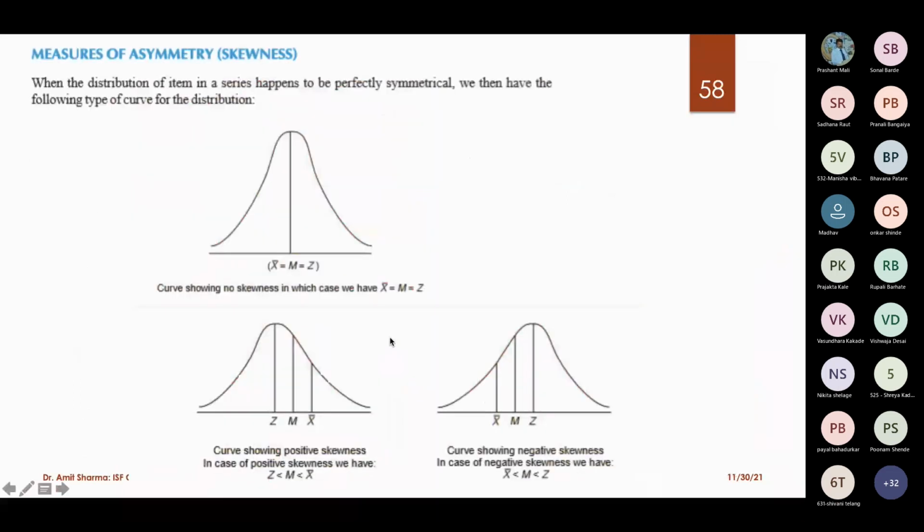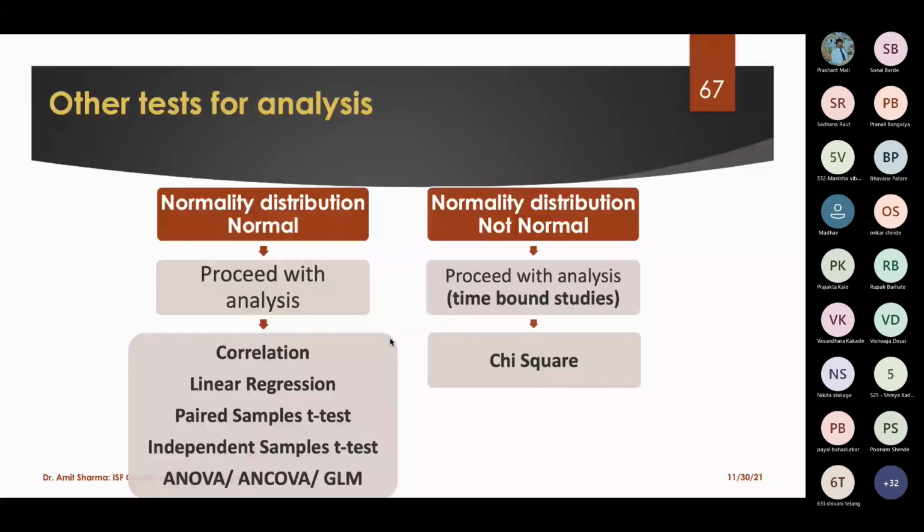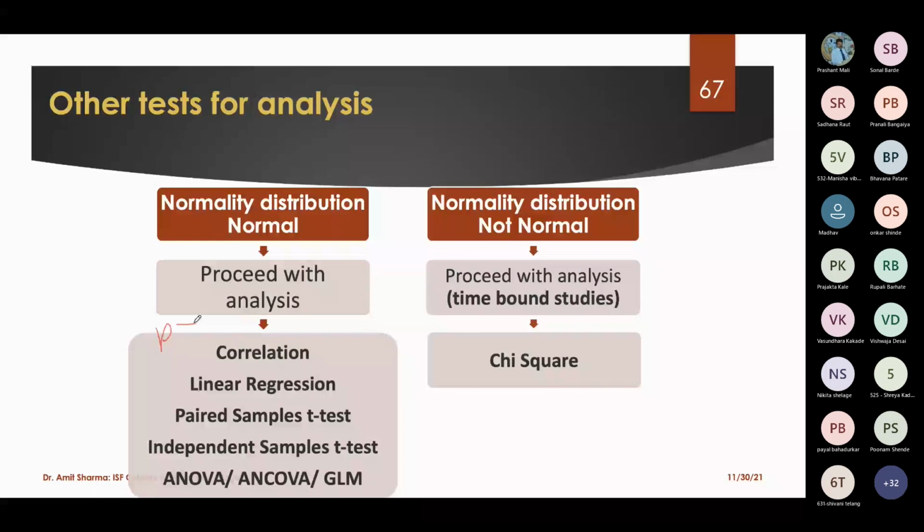So once we have the answer to our question, whether our data is normal or not normal, we can proceed with our research. For example, you can see in the first column that the data is normally distributed. We can proceed with the analysis by applying the statistical tests under the parametric category. These are the examples: correlation, linear regression, paired sample t-test, independent sample t-test, ANOVA, ANCOVA, GLM. These all are parametric tests on this side, and chi-square is the non-parametric test. Clear?